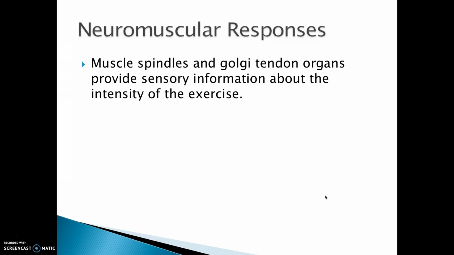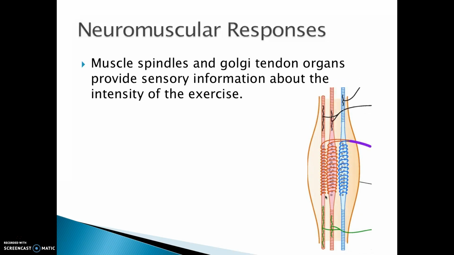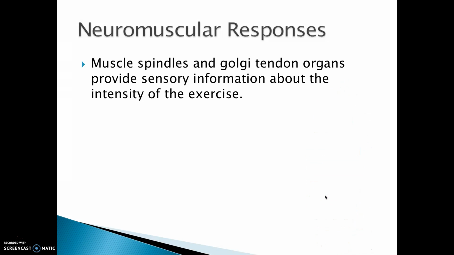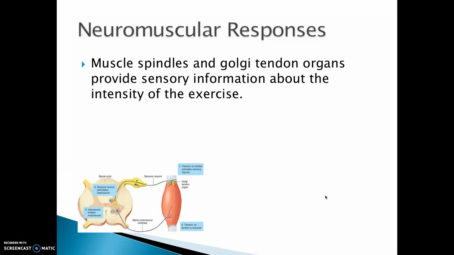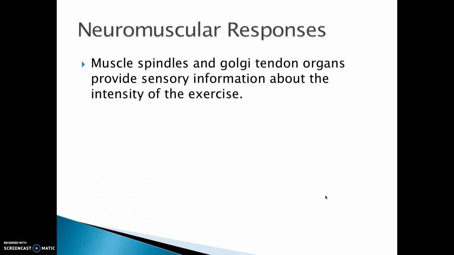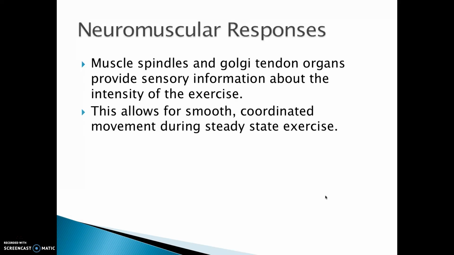So we have what are called muscle spindles and Golgi tendons in our body. These provide sensory information about the intensity of the exercise we're doing. So here we have a diagram of a muscle spindle, and then here we have a Golgi tendon organ diagram. So due to the information we get about the steady state exercise, this allows for smooth and coordinated movement during steady state exercise.